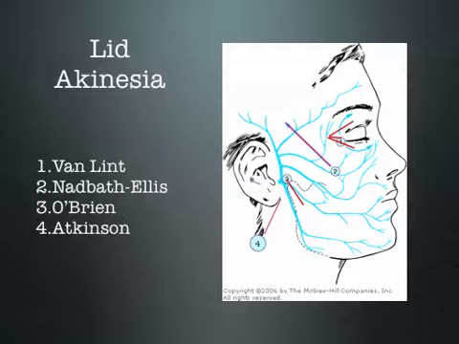The Nadbath block is an anesthesia given along the inferior rim of the zygomatic bone, and at the point where the arrow starts is where we enter with the needle and advance all the way through, and that's how we cause akinesia. The O'Brien anesthesia and the Atkinson anesthesia mainly paralyze the facial nerve at the point where it exits the cranial cavity. So that's where these two blocks are used.